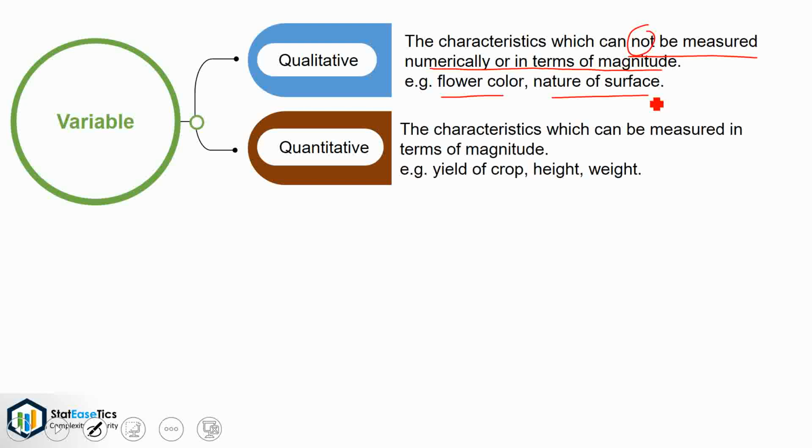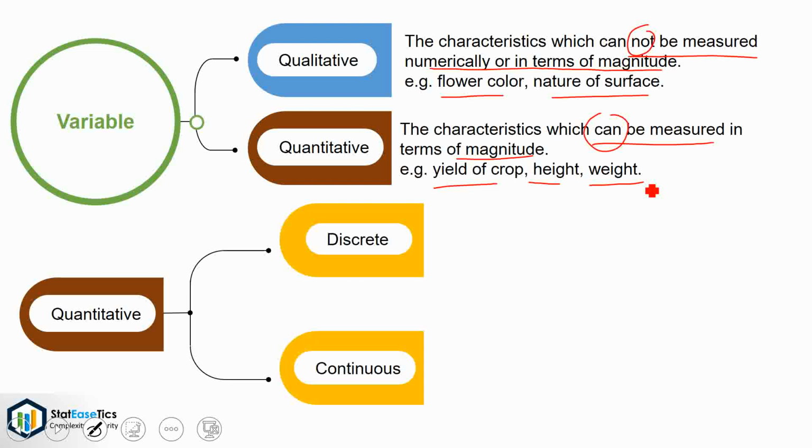The quantitative variables are the characteristics which can be measured in terms of magnitude. So these are the characteristics that can be measured using any of the tools or some measurement methods. For example, yield of crop, height, weight, etc. are the examples of quantitative variables, that is, they can be measured. The quantitative variables are further divided into discrete and continuous.